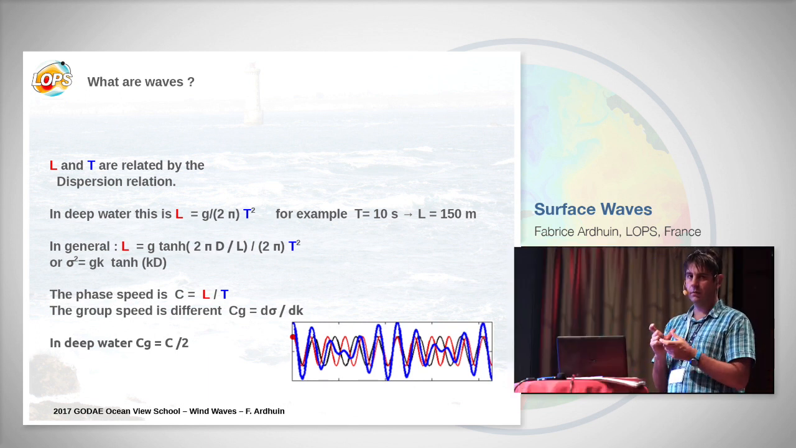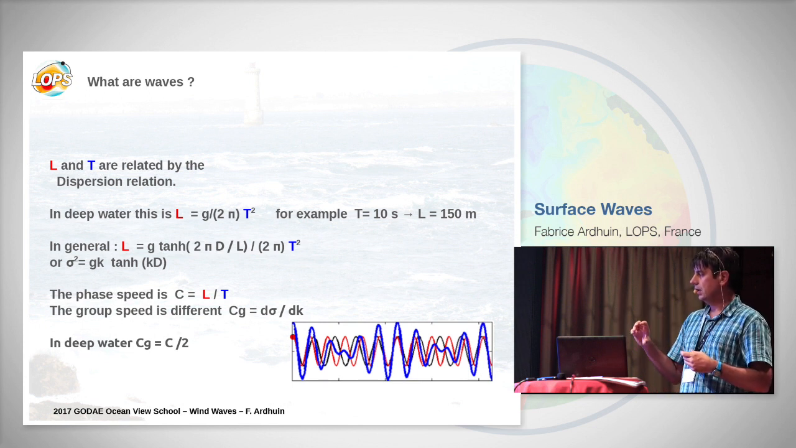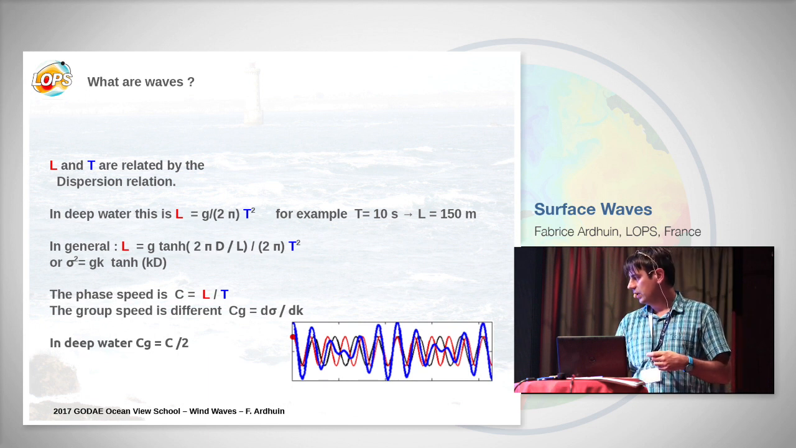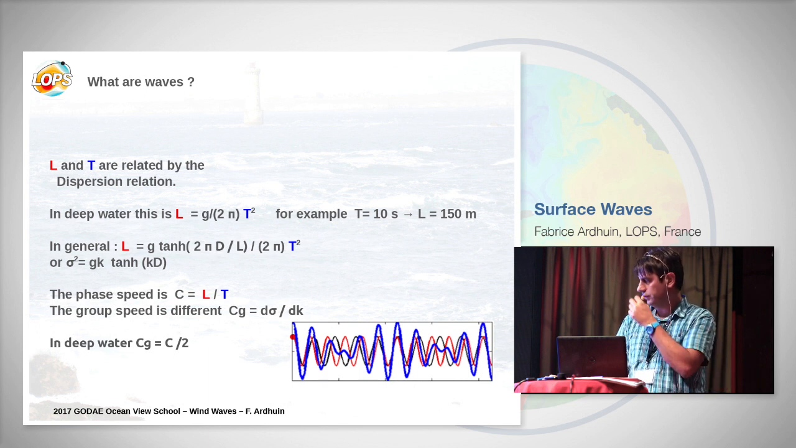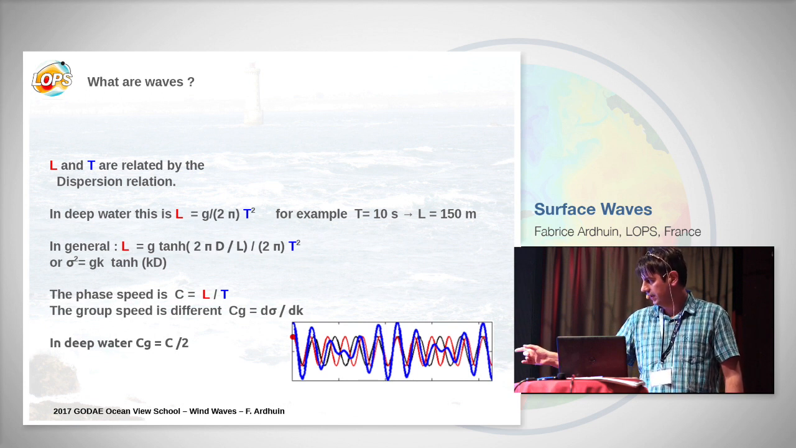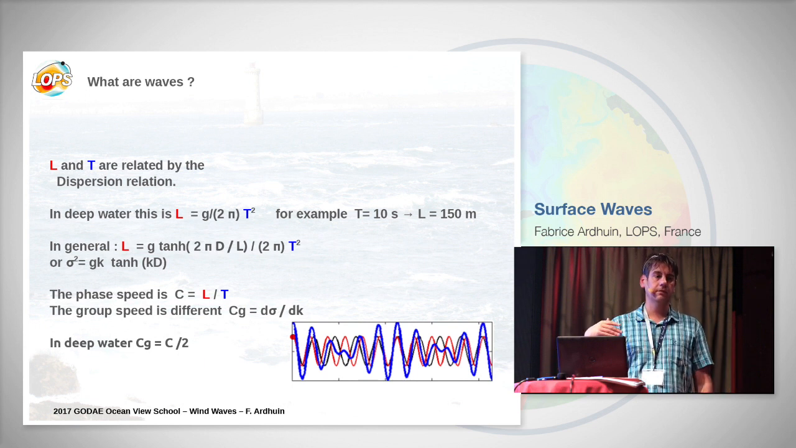When you make the sum of these two frequencies with almost the same frequency, you create this beating pattern, which is what people call wave groups. You can see that the groups do not travel at the same speed as the crest. The speed of the group is the group speed, and it's given by the derivative of the radian frequency with respect to the wave number. k is the wave number, 2 pi divided by the wavelength. In deep water, what we find is that the groups have a speed which is half of the phase speed.